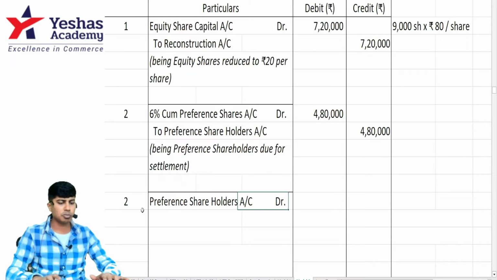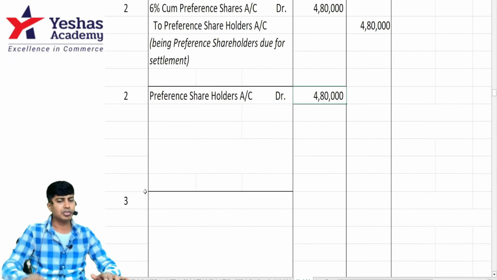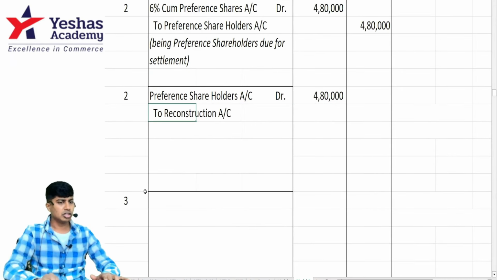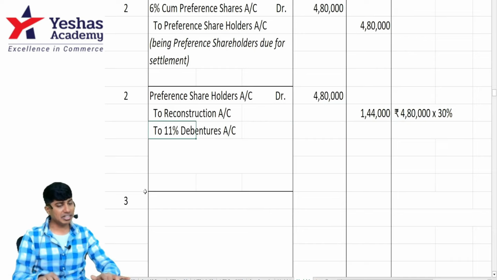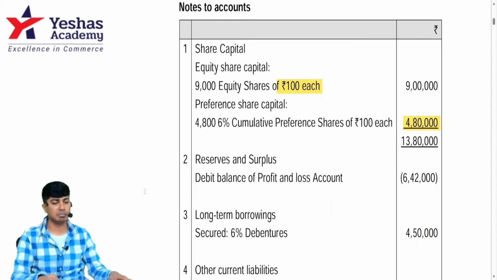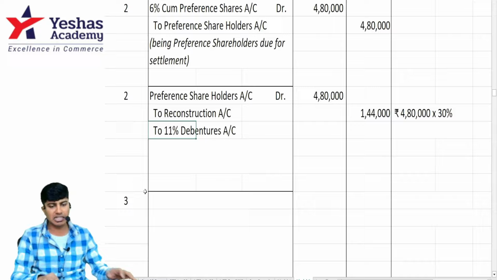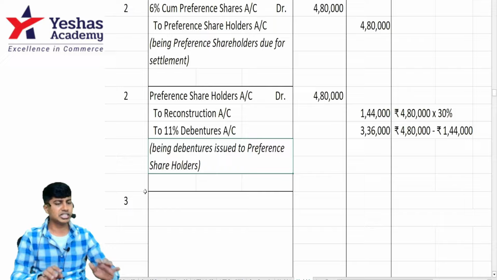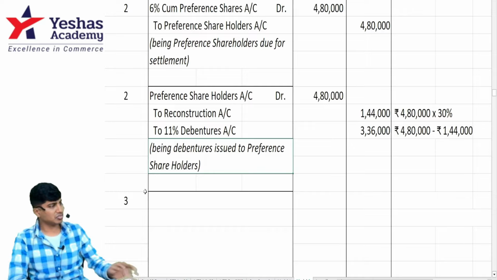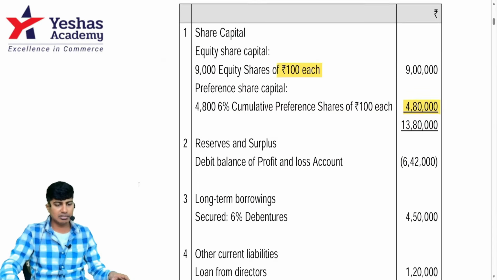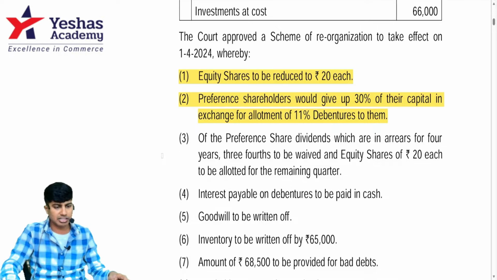We were supposed to pay these preference holders 4 lakh 80. They waived off 30%. So 30% of it I'll transfer to reconstruction or capital reduction account. Balance 70% is settled by issue of 11% debentures. 11% debentures will be 70% of 4 lakh 80, or 4 lakh 80 minus 1 lakh 44, which comes to 3 lakh 36. This would appear in the balance sheet. But balance sheet later. First finish off all the entries. Then the third adjustment. What is the third adjustment?